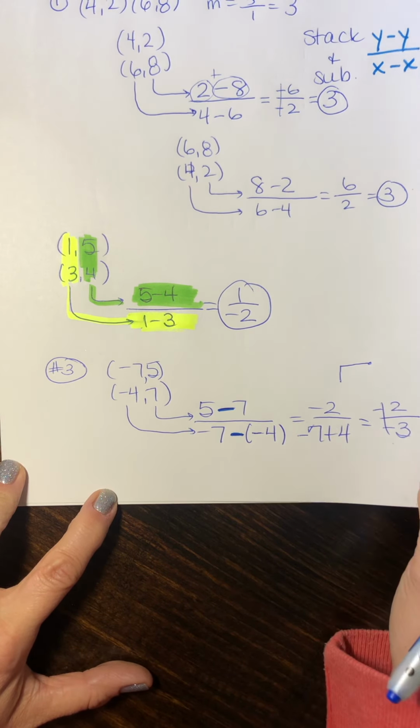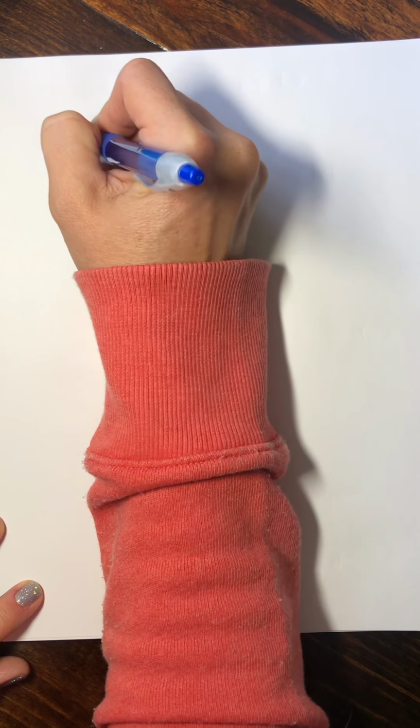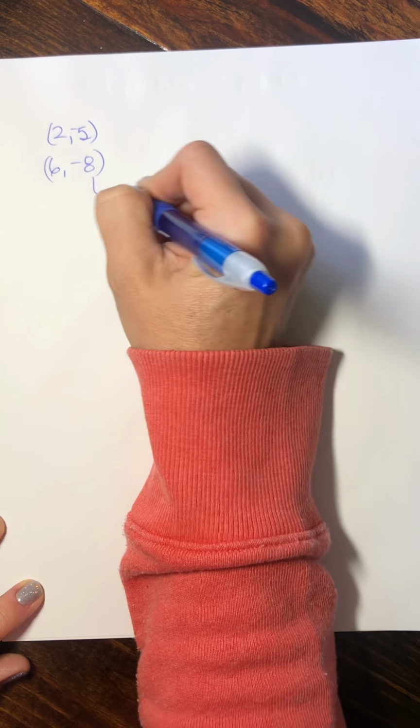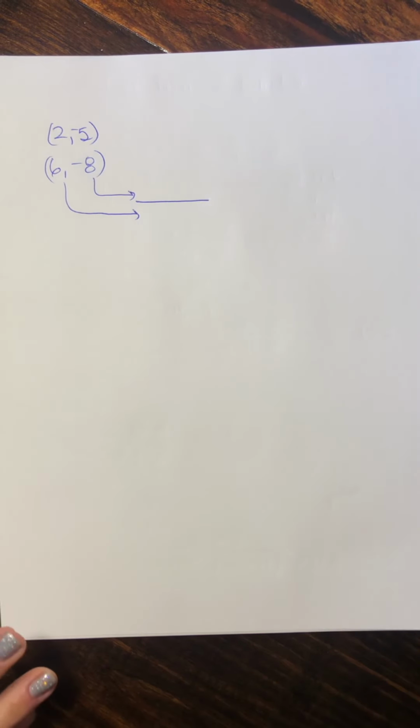Let's do a couple more examples, because a couple other crazy things are going to happen, and I really need you to be comfortable with that. So let's take a look at (negative 5... rather, sorry) and (6, negative 8). Okay, so I'm going to stack them. I'm going to set it up and get it ready.